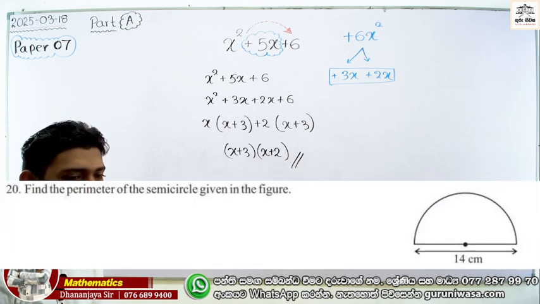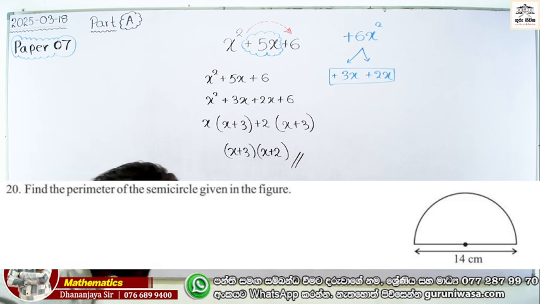Question number 20. Right, find the answer. Find the perimeter of the semicircle given in the figure.